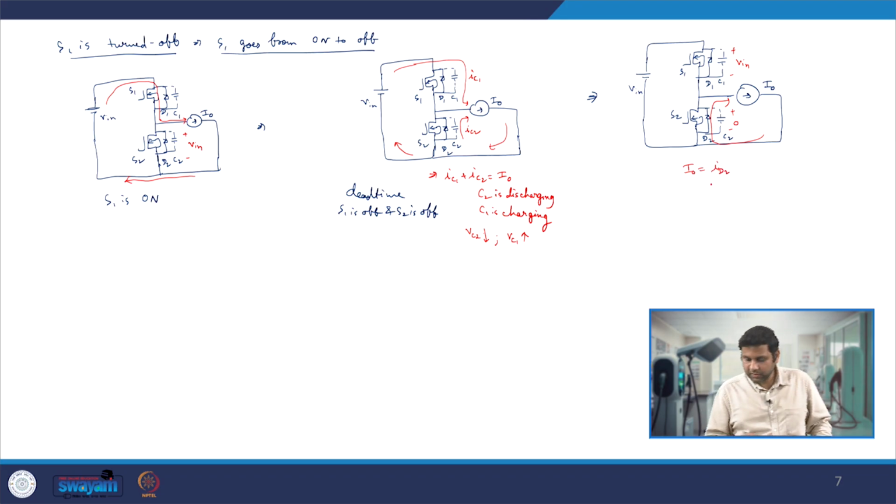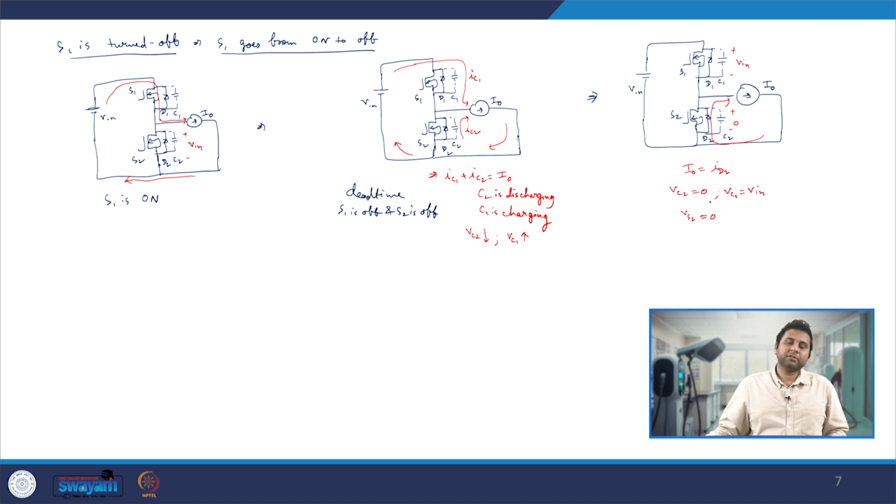The entire current will be going through the diode D2, and Vc2 is equal to 0, Vc1 is equal to V in. Since the entire current is going through D2, Vs2 is nearly equal to 0 if we assume the forward voltage of the diode is negligible. So the voltage across switch S2 is 0. Now if you look very carefully, we have not given a turn on pulse to switch S2, we have only removed the pulse from the S1 switch.